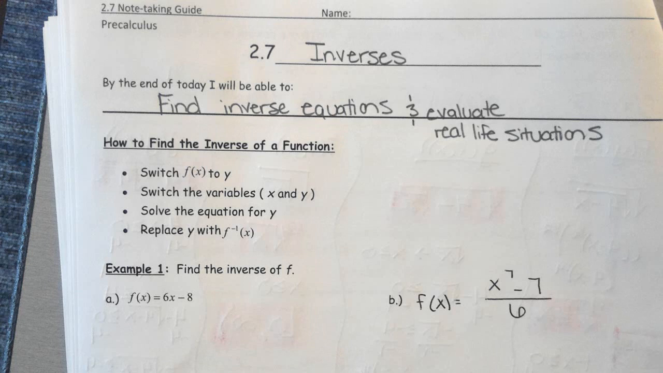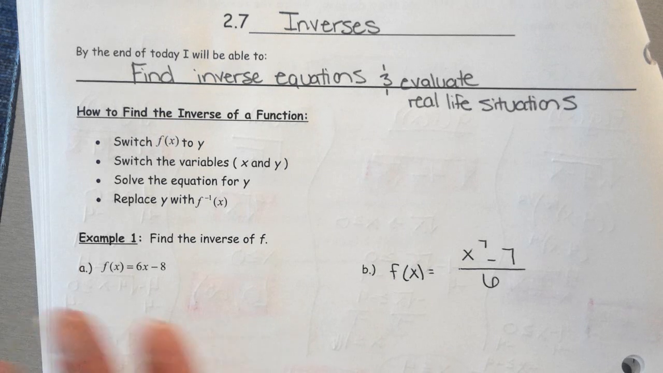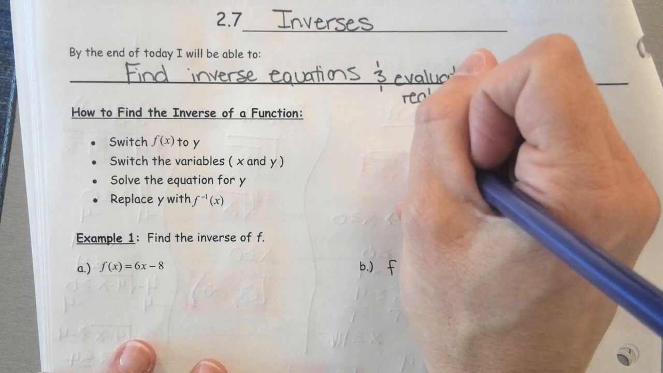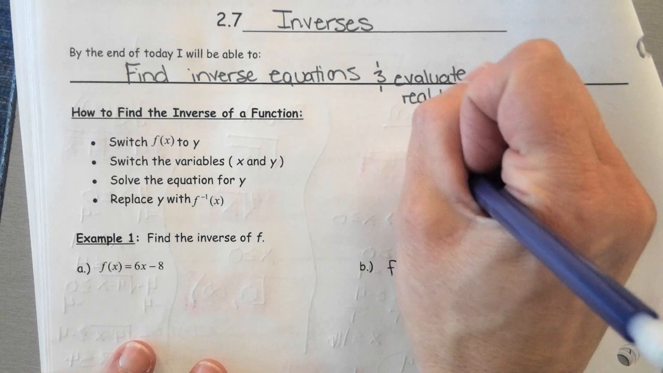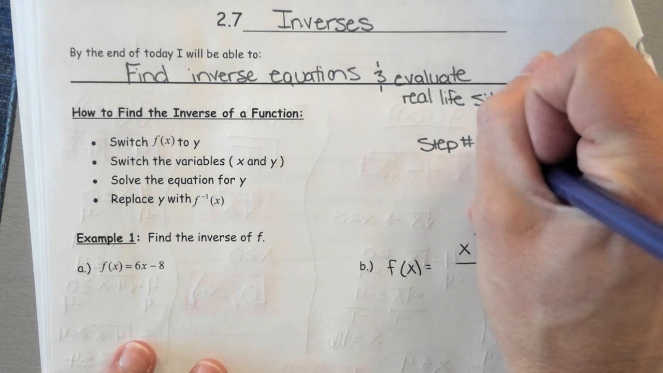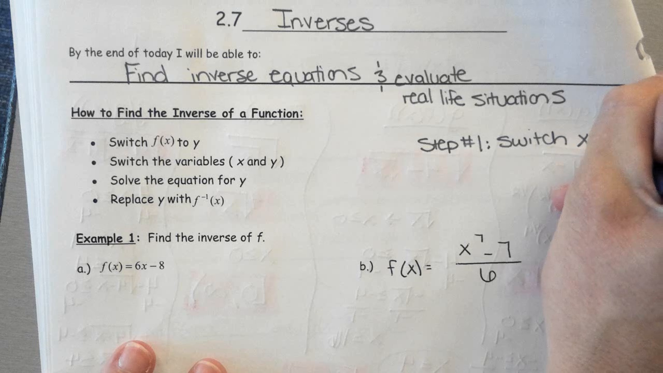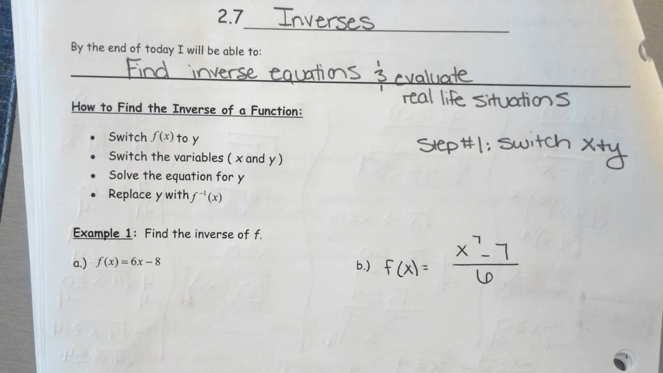Okay, so the way that your book describes how to find the inverse is over here. In my mind, it's a more two-step process, so I'm going to translate what they are saying into Miss Bethel language. I think of it as 2 steps. Step number 1, switch X and Y. And they kind of say that right there.